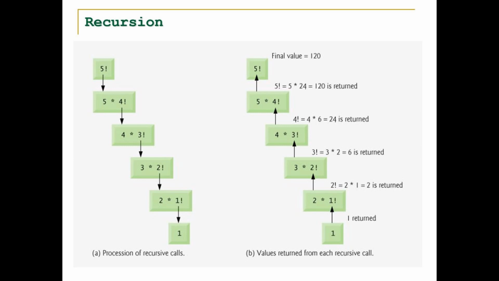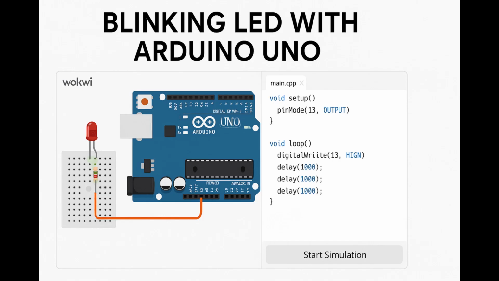And that's a wrap for our function fiesta. Whether it's recursion, overloading, or reference passing, functions are the backbone of clean and clever code. So now we will create a blinking LED circuit using Arduino Uno on Wokwi.